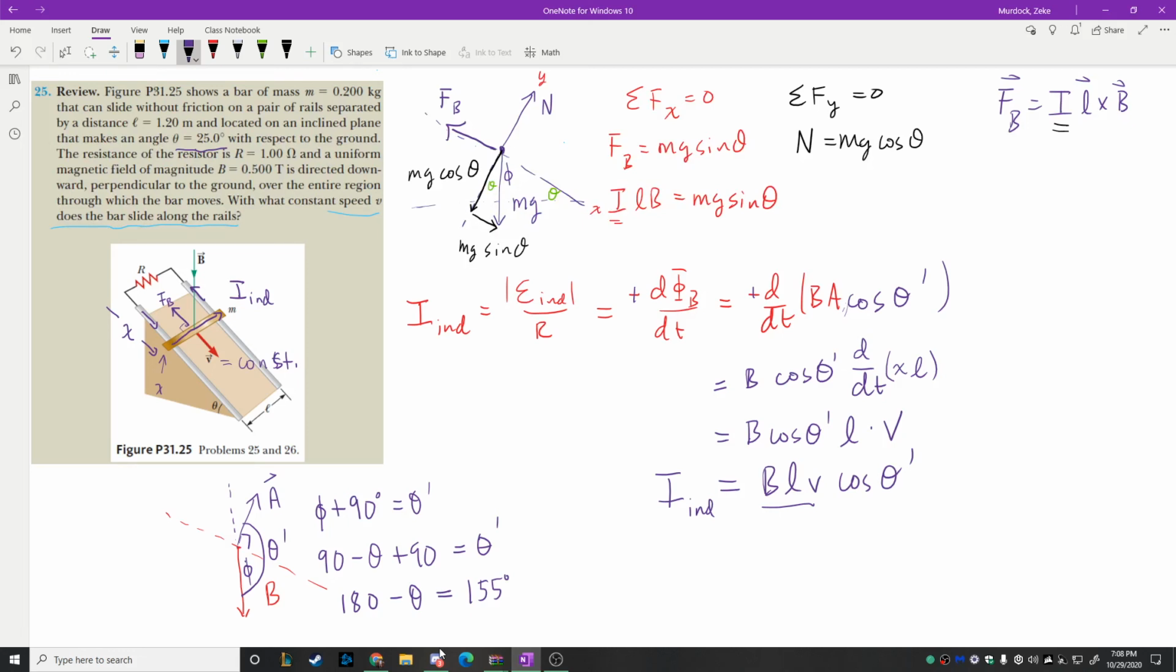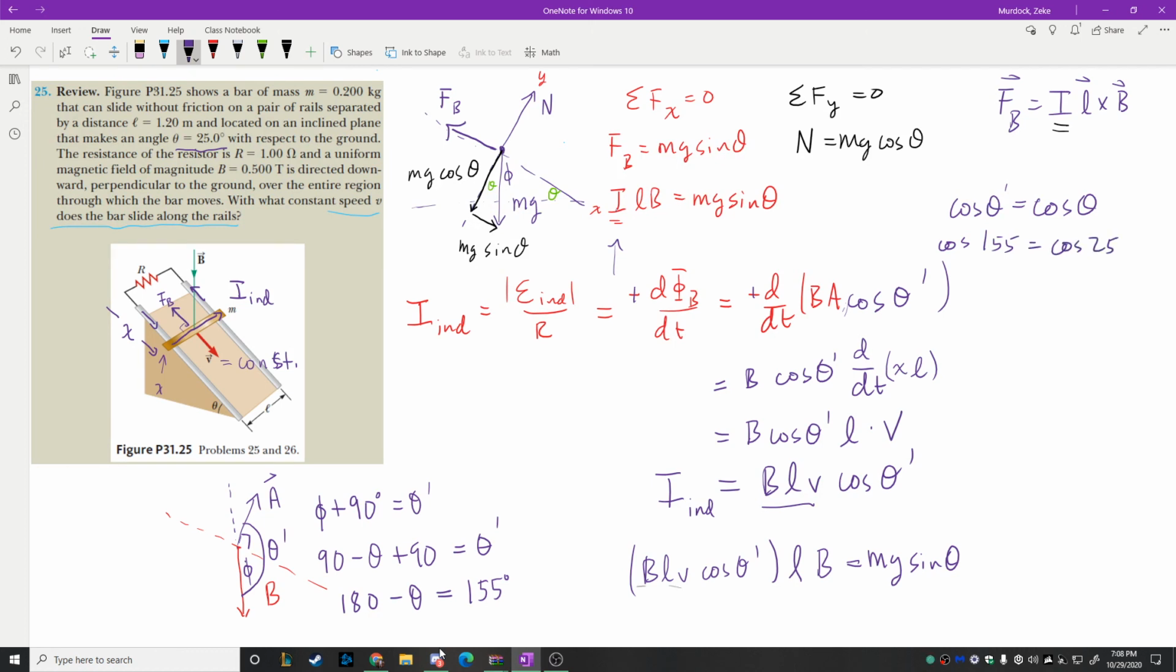and we basically just need to put that right up into that equation right there. All right. So plugging everything back in, we'll have induced current I is BLV cosine of theta prime. We multiply that by L, and then times B, so we get the L and the B together again here. And that's equal to mg times the sine of theta. The other thing I would say is that the cosine of 180 minus theta, the cosine of 155 is the same thing as the cosine of 25, up to a sign.